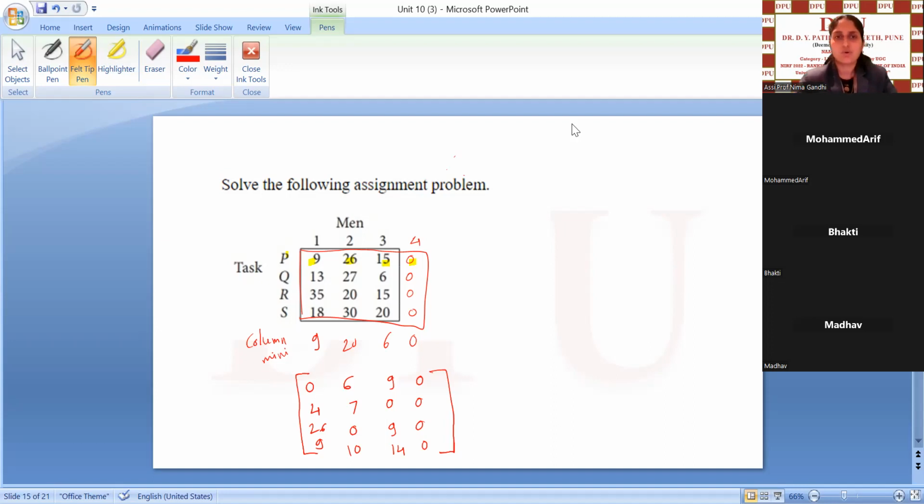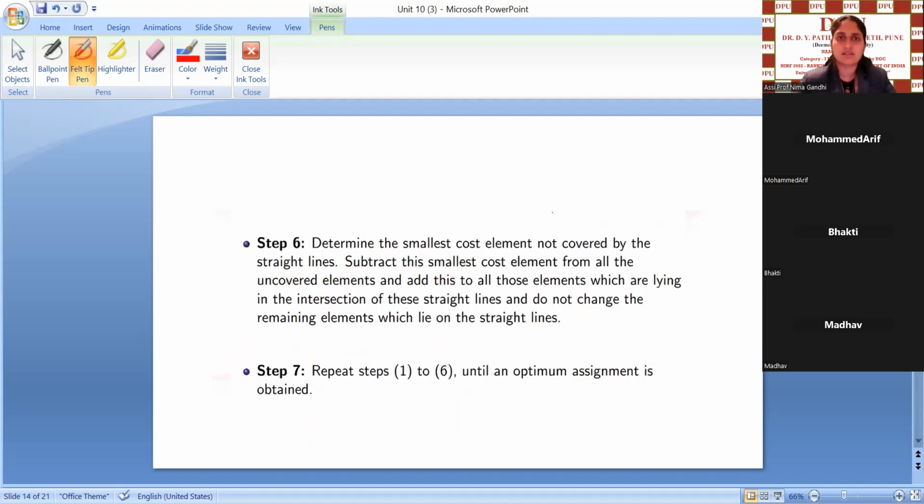Okay, so we'll see a similar case in the next example. But here you observe that there is at least one 0 in each row and each column. So let's go back and read the next step.